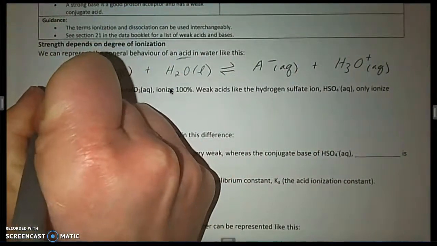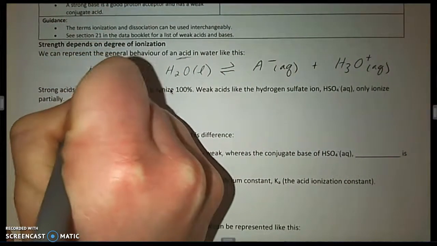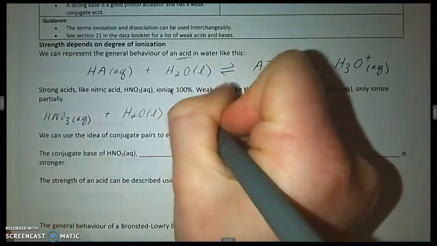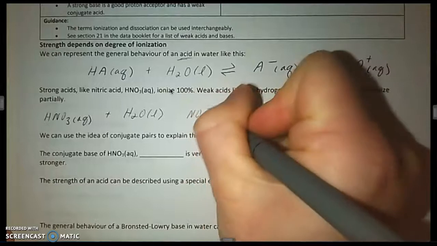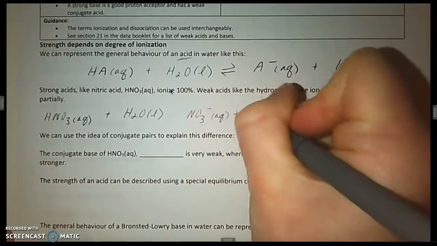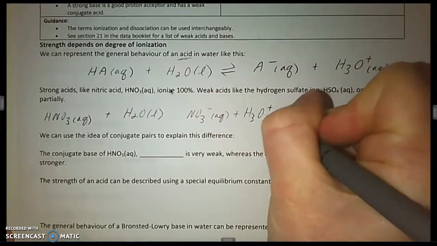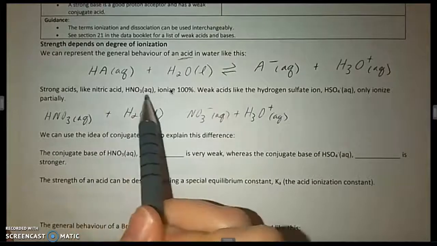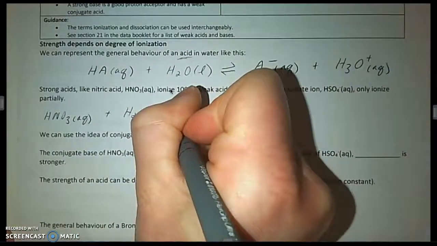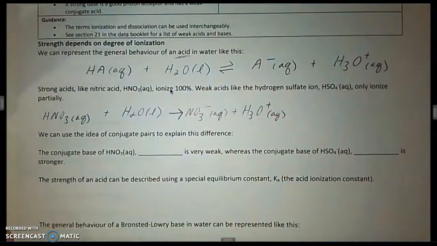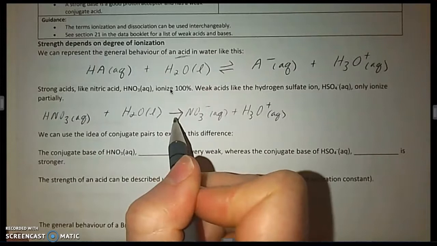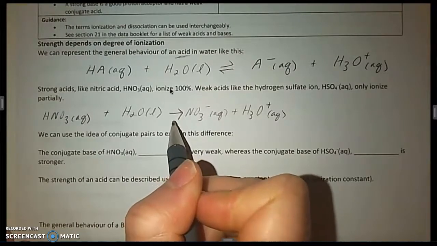So nitric acid is HNO3. It's aqueous. It's going to interact with water, which is a liquid, and it's going to make the nitrate ion and the hydronium ion. Now because nitric acid is a strong acid, this reaction actually proceeds 100% in the forwards direction, no backwards reaction. So I'm going to use this type of arrow rather than an equilibrium style arrow in that reaction.